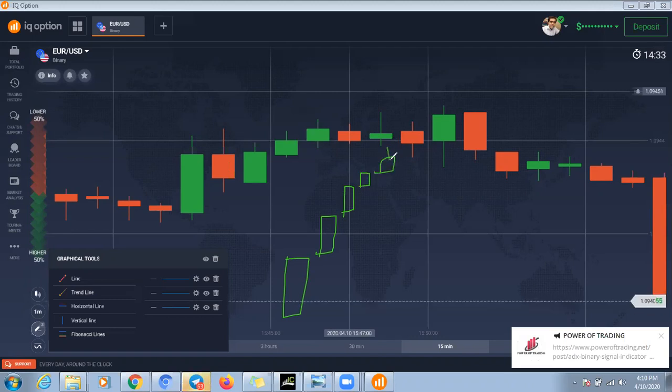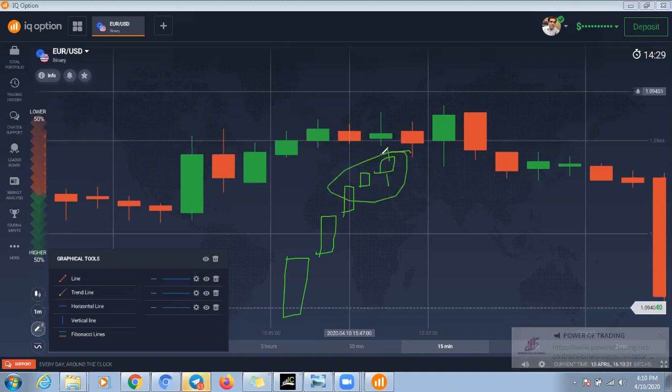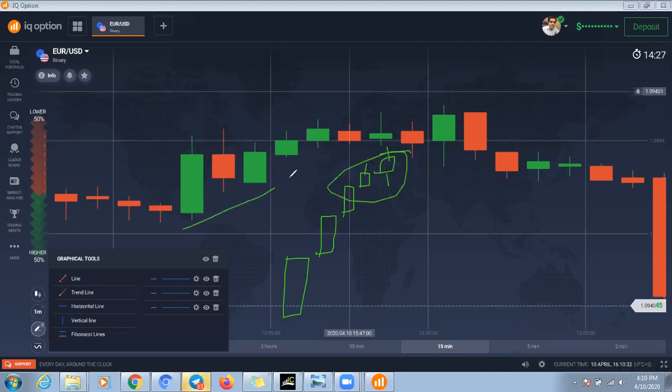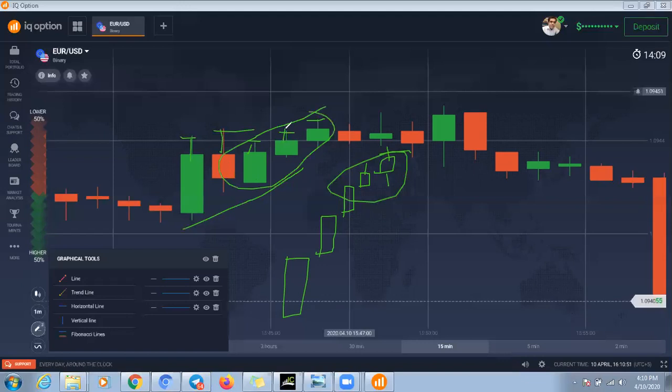Okay, when you find too many wicks, it means momentum is decreasing. So in this case, if you follow, momentum is decreasing. Upper rejection on every candle shows that the sellers are trying here, here, here, here, here. When sellers try three times, it means they will win on the fourth time.